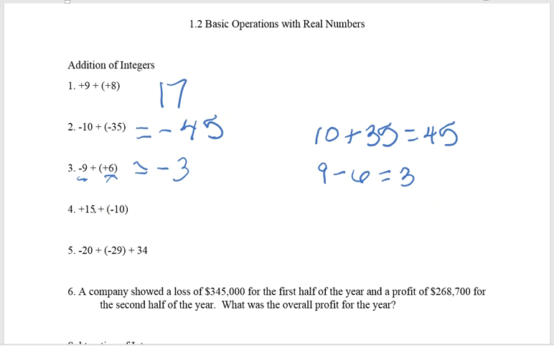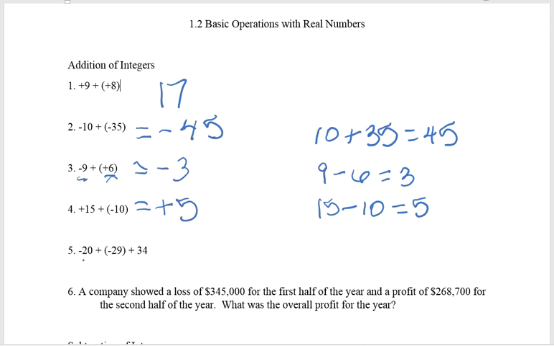On number 4, I have more money than I owe, so my answer is going to be a positive number. So I can say, okay, I have 15 in my wallet. I'm going to give them the $10 that I owe them. The difference is 5, and since it's money that's still in my wallet, I have $5, or a positive 5.